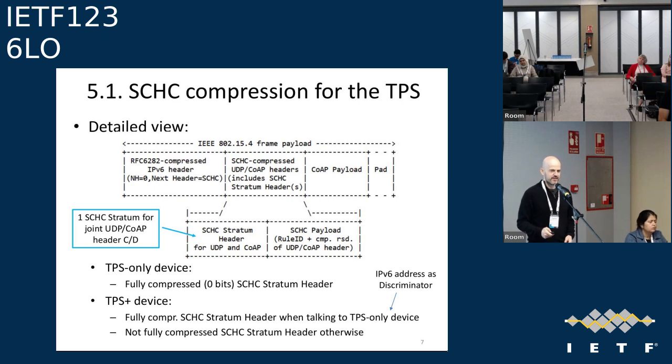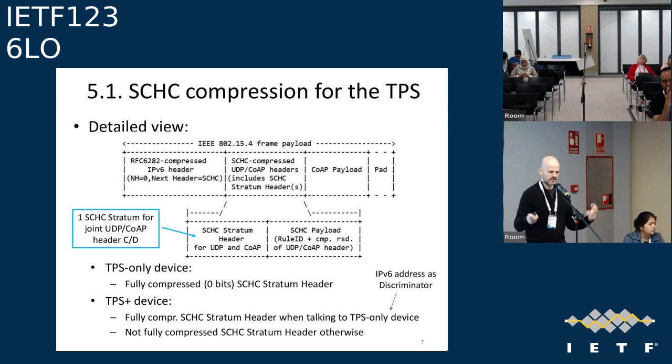Thank you. Yeah, thanks to both for the comments, and we'll definitely keep in mind also the technical part about the stratum on top of UDP. So with the current approach, here we have the two fields, the SHIC stratum header, to indicate that what comes next is a SHIC payload, actually UDP CoAP headers that have been compressed by using SHIC. And you may recall that the SHIC stratum header in some cases can be fully compressed even down to 0 bits when transmitted.